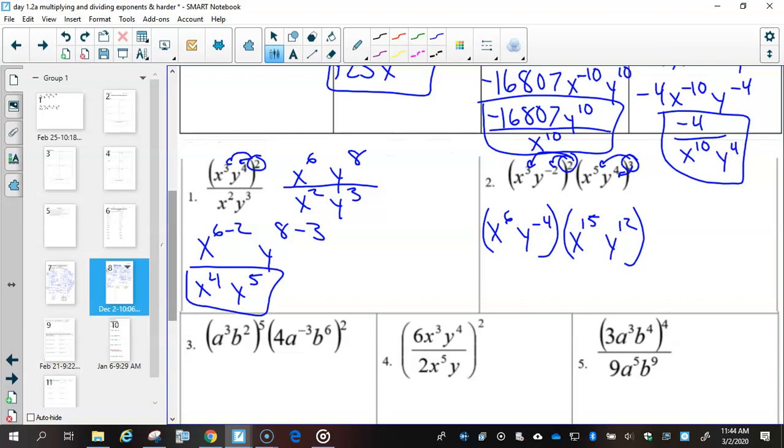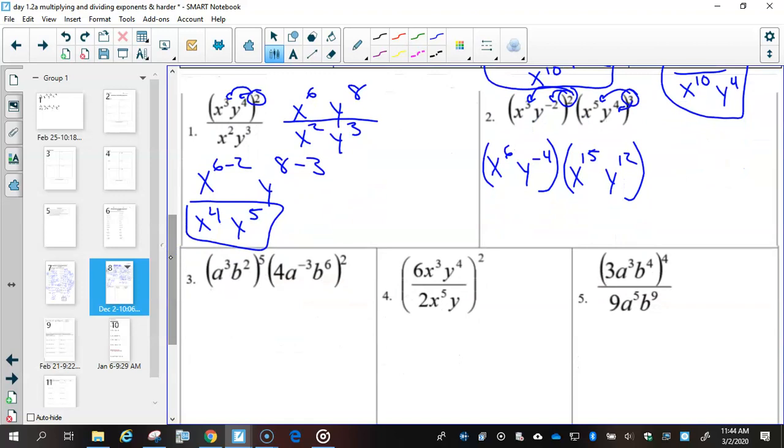Now, we've done everything in the parentheses, we've done our exponents, multiply or divide. Here we are multiplying our like bases. What are we going to do with our exponents? Add. So we can combine these by adding the exponents. And then our new exponents would be x to the 21st, y to the 8th.